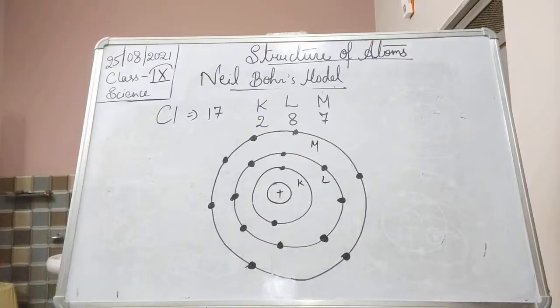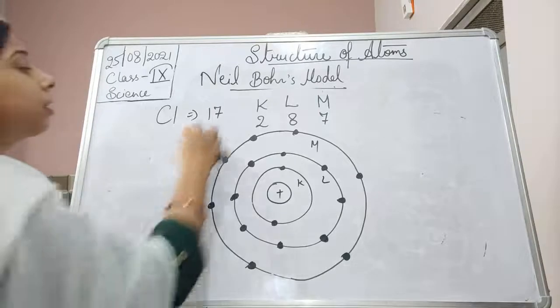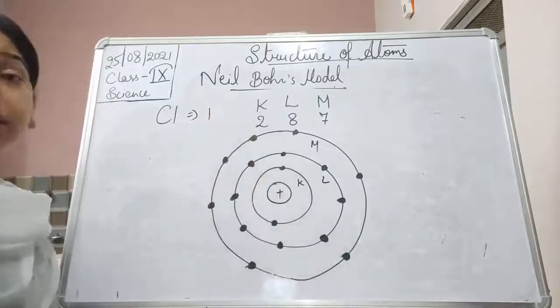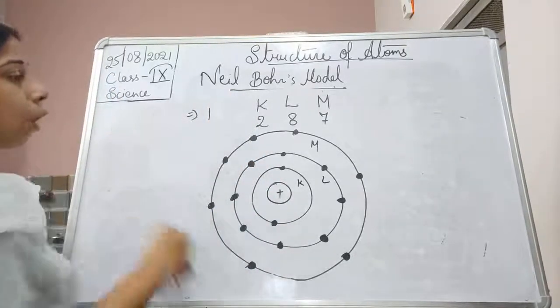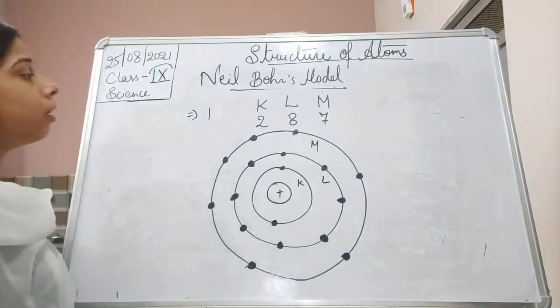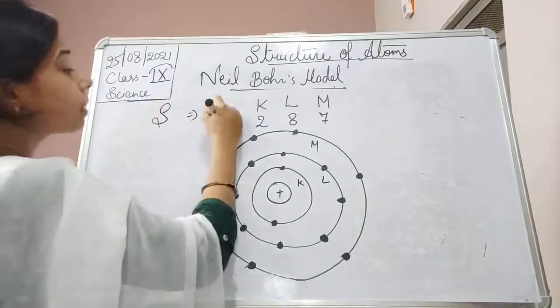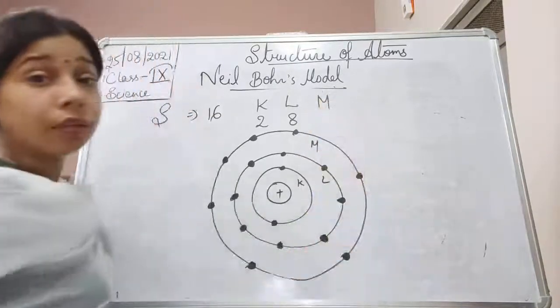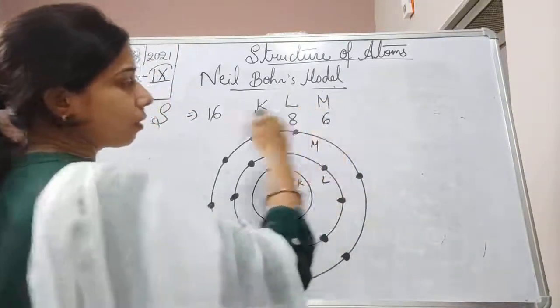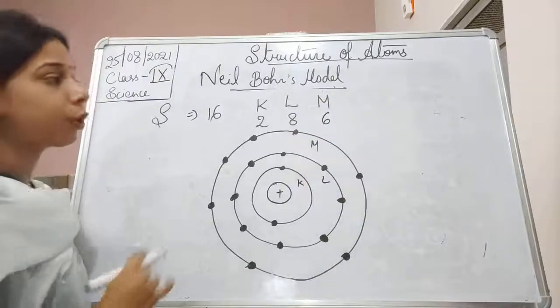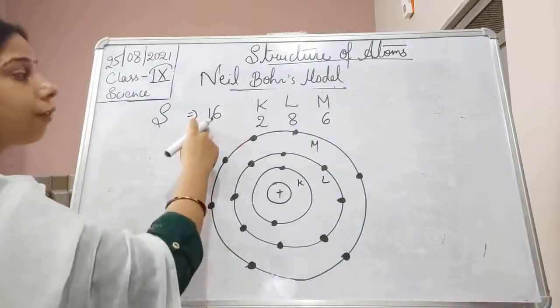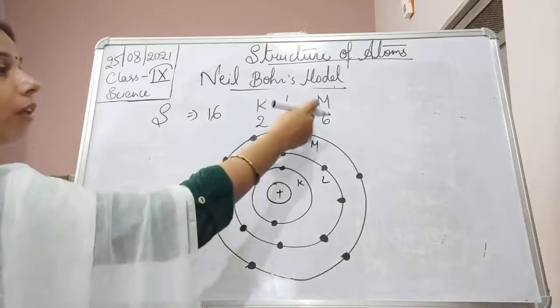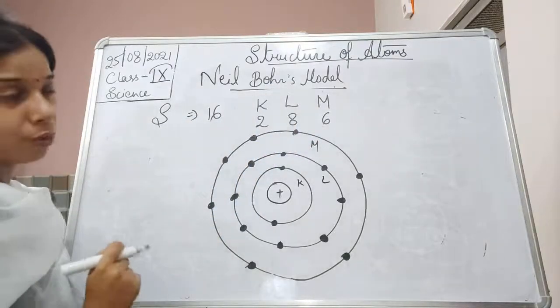Okay. Similarly, we can take an example of sulfur. In case of sulfur, students, how many electrons are there? The atomic number is 16. So in the outermost shell, it will have only 6 electrons in it. 2, 8, 6. You can see 2 electrons will enter from this 16, then 8 will enter and the rest will enter into the M shell.